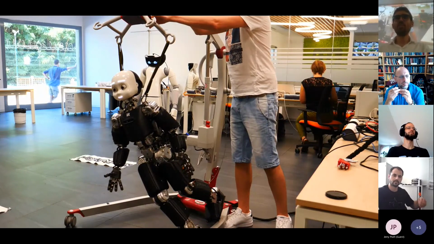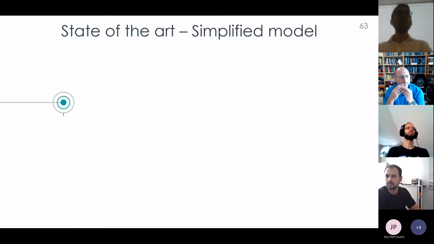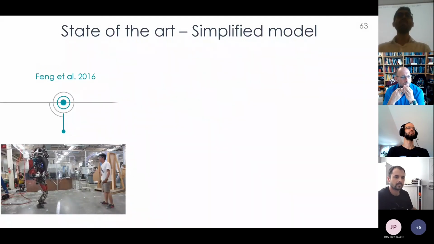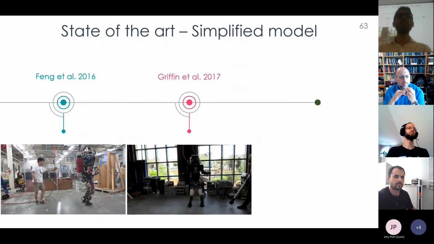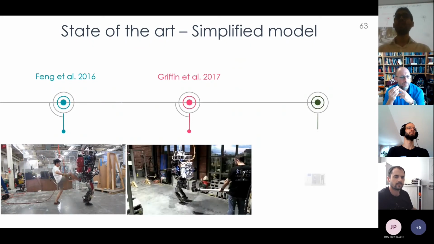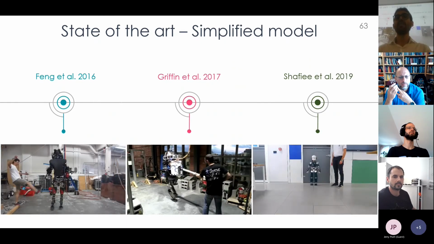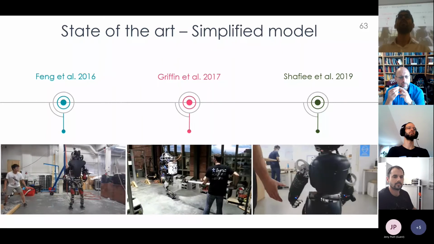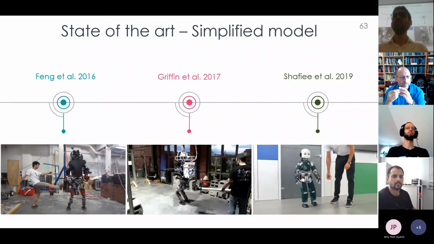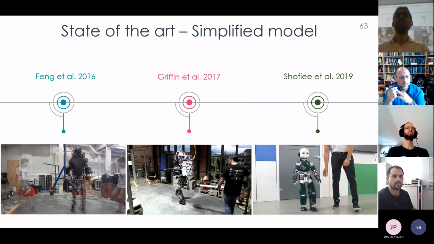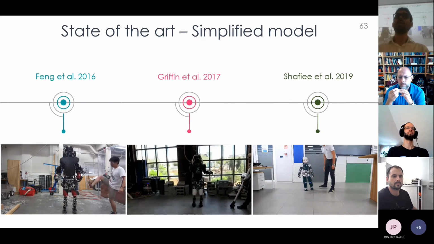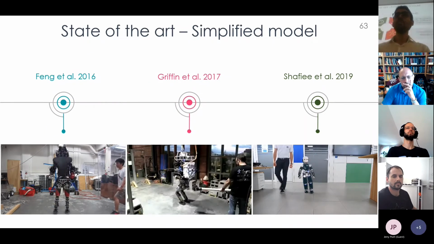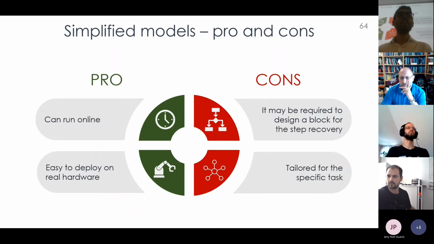This is not a new topic, because Feng, back in 2016, presented a simplified model-based strategy to adjust the position of the footstep. Then Griffin in 2017 extended this architecture to consider also timing adjustment. And finally, Shafiee in 2019 changed the approach proposed by Griffin and Feng in order to consider a variable ZMP trajectory during the single support. Simplified models are cool because they can run online.